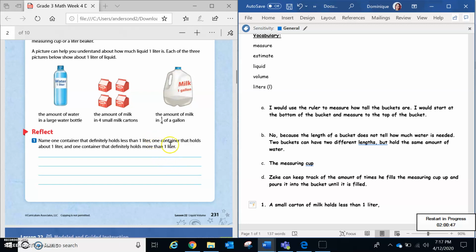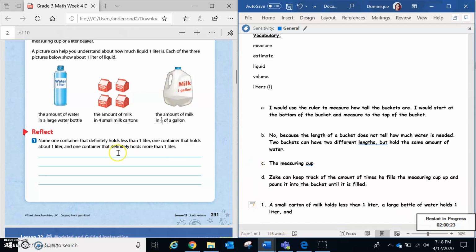And then our next part says 1 container that holds about 1 liter. We know this bottle of water is 1 liter, and it says a large bottle of water. So a large bottle of water holds 1 liter.